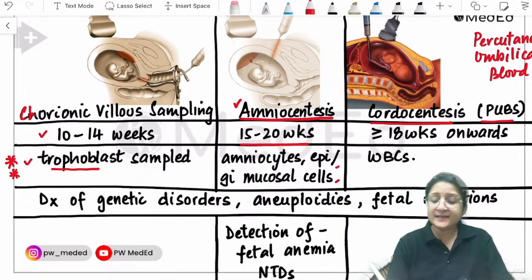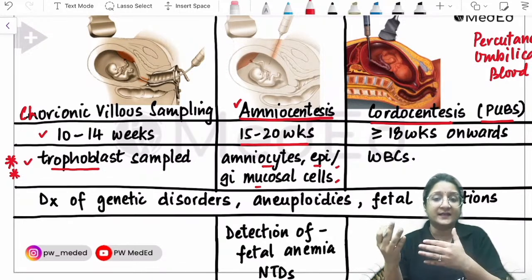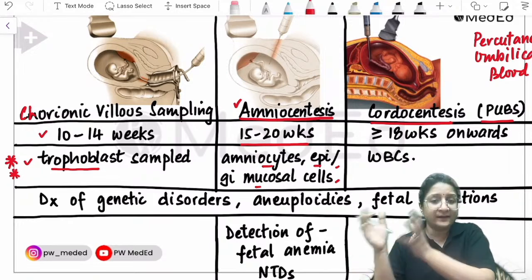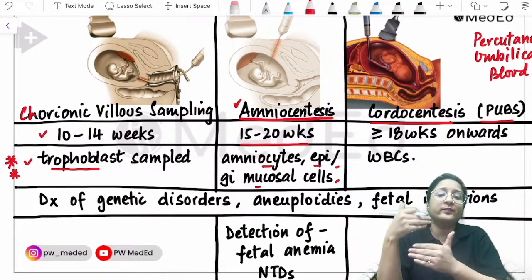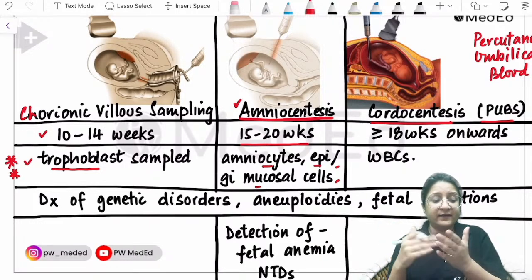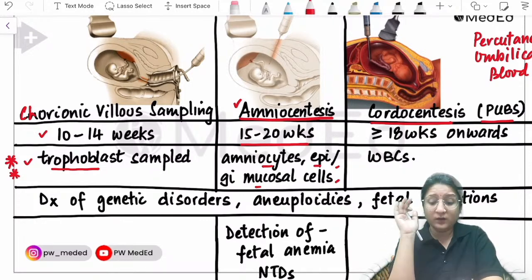With amniocentesis, these are mature cells, okay? Amniocytes, epithelial or GI mucosal cells are not dividing cells. So these cells will have to be first cultured in the lab and then karyotyping will be done. So the karyotype report takes about 7 to 10 days to come, if we are going for amniocentesis.